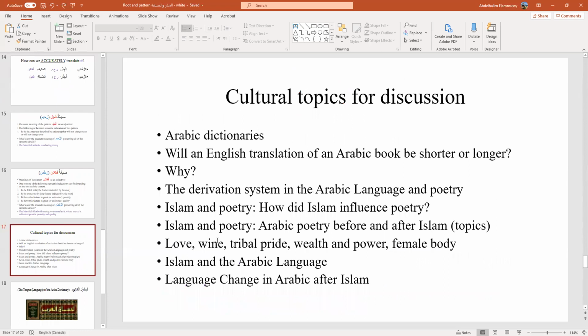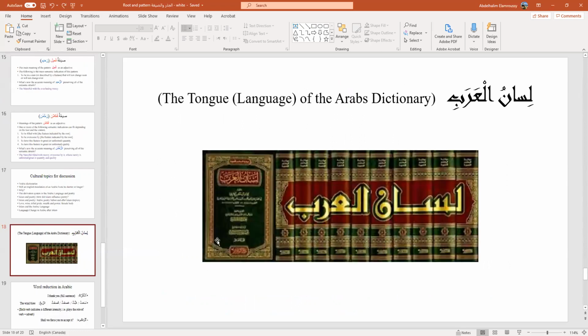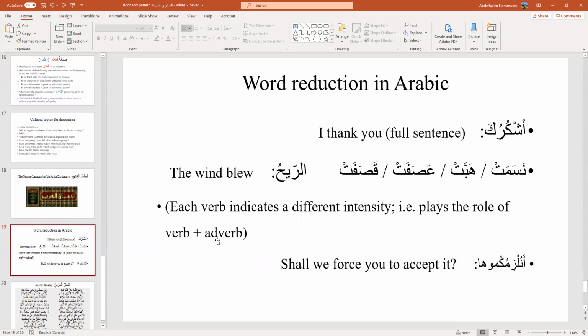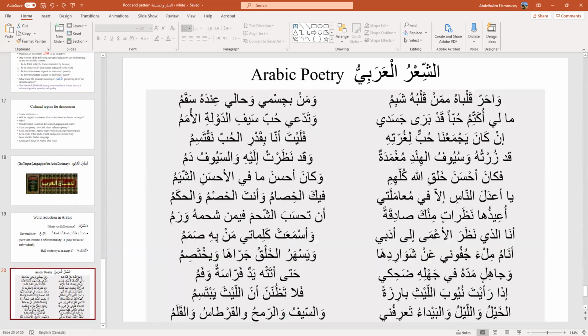Cultural topics for discussion went over poetry, Arabic dictionaries, and many other things, the relation between Islam and Arabic. And finally, we went over word reduction in Arabic, and we went over Arabic poetry and our guy Al-Mutanabbi, probably one of the best poets of all time, and one of the most lying and the most hypocritical as well of all time.